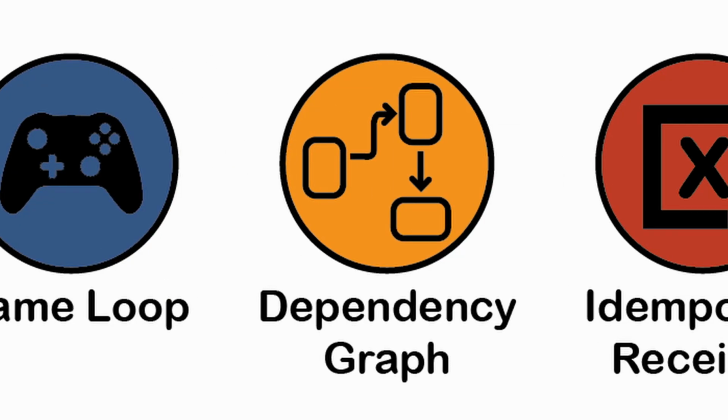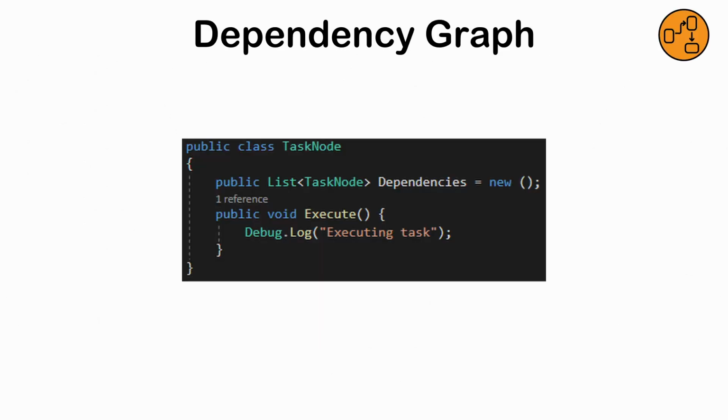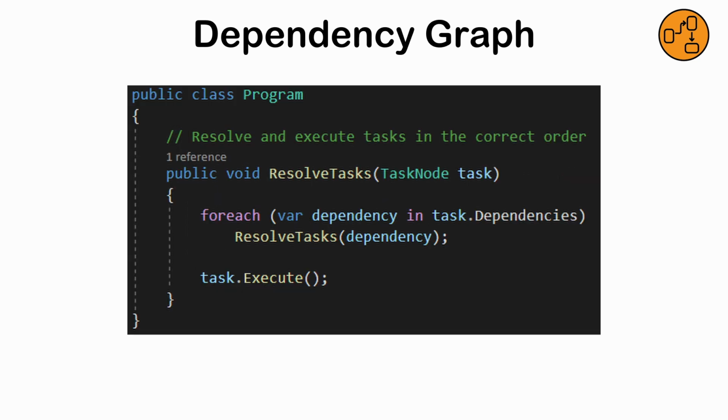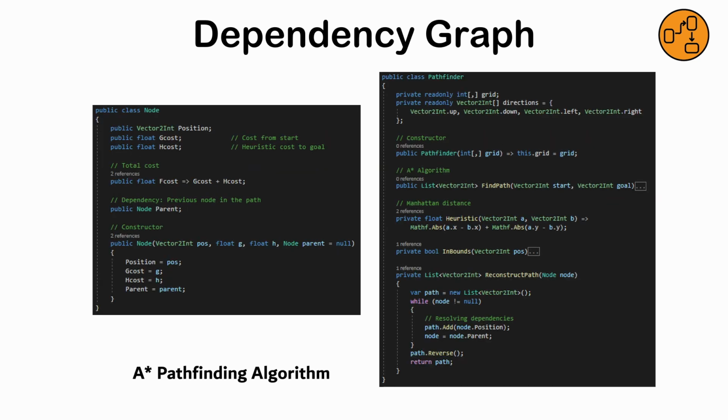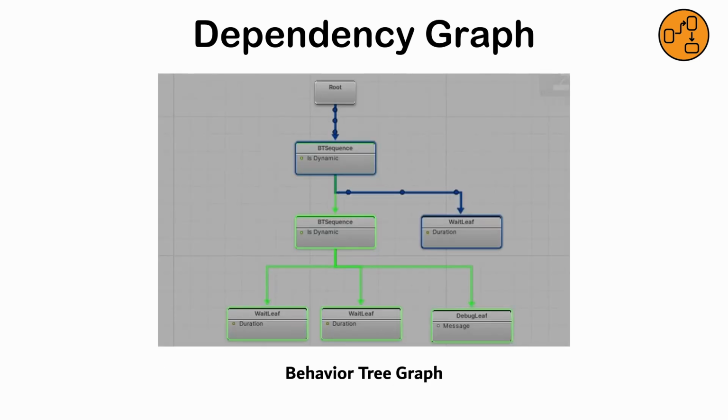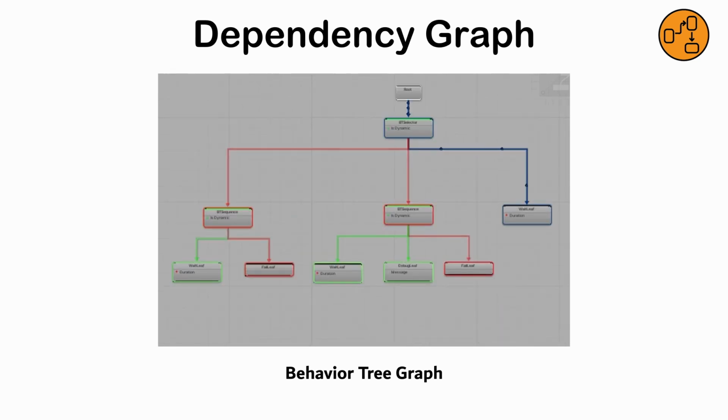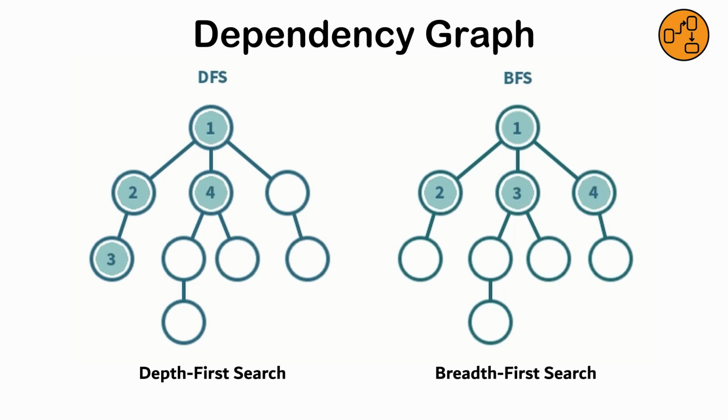The Dependency Graph pattern. A way of representing dependencies between objects or tasks, often used for resolving execution order or managing dependencies in complex systems like UI rendering or task pipelines. Nodes are often best expressed visually for more intuitive comprehension. Complexity increases with the number of dependencies, and cyclical dependencies can cause infinite loops.